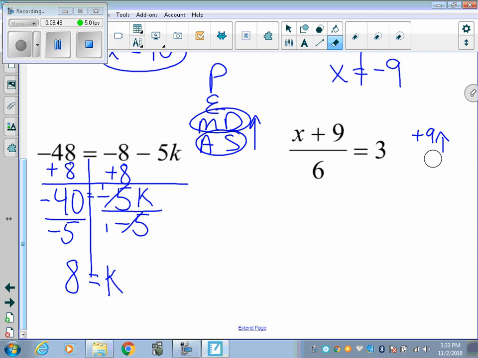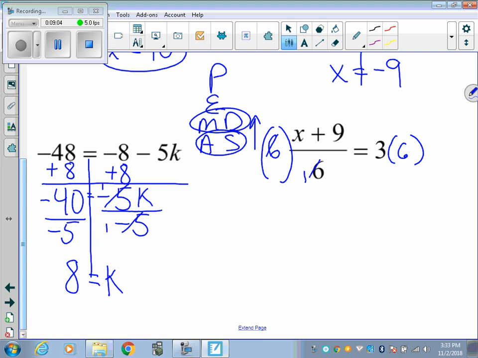Now I'm going to erase this because of the fact that I want to draw it in there. But you could put it off to the side a little bit more. So how do we get rid of dividing by 6? The inverse of division is multiplication. And I'm going to multiply by 6 on both sides. So that way this 6 and this 6, they become 1s. So I have x plus 9 equals, if you want to draw that line down, go ahead. And then 3 times 6 is 18.